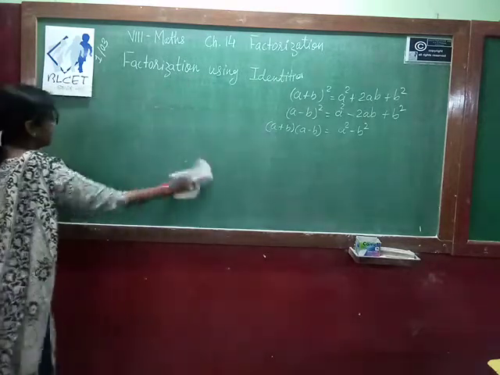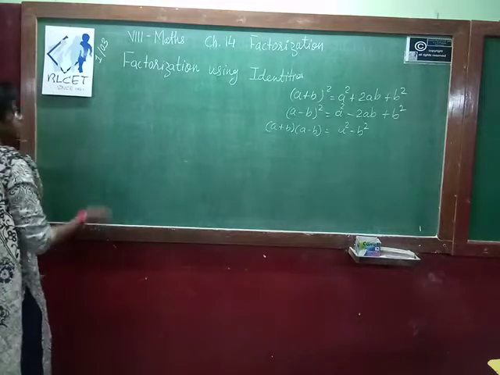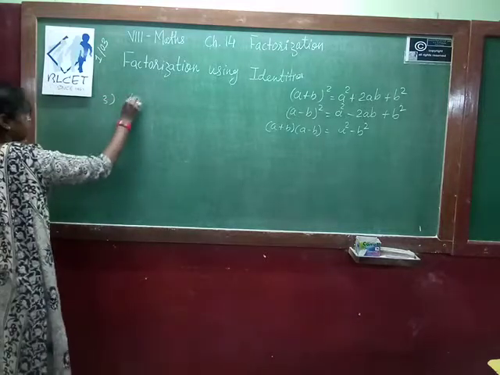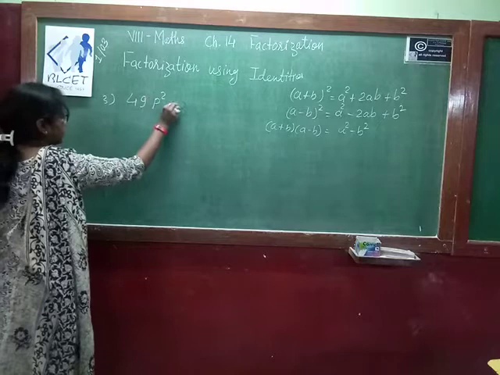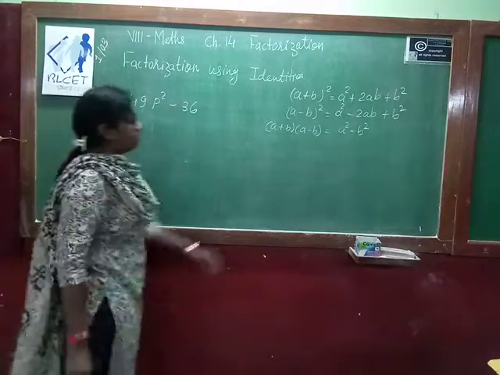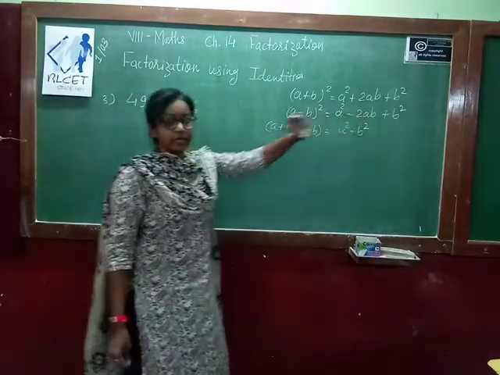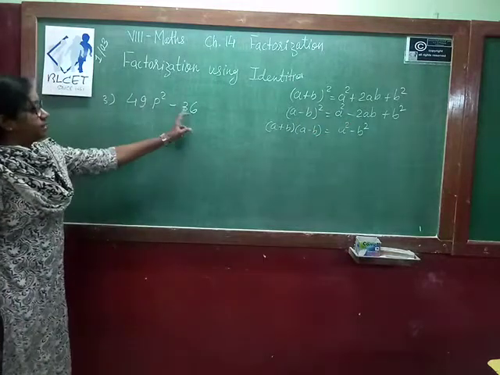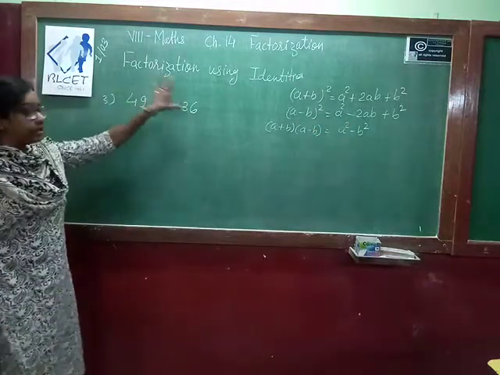Here we are using the third identity. 49p square minus 36. What is given? We have given this term, a square minus b square. So this is also a perfect square.